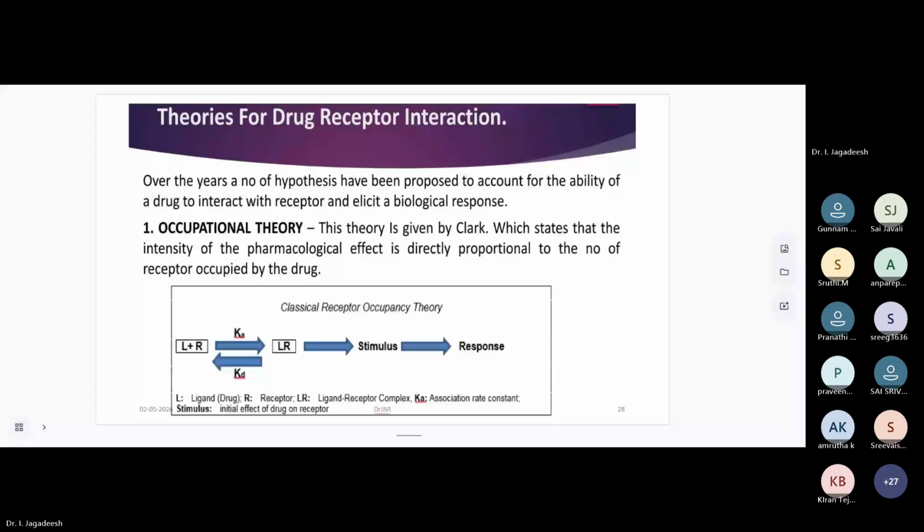Before going to the next session, if anybody has any doubts, you can unmute and ask any question. Otherwise, we will proceed further.